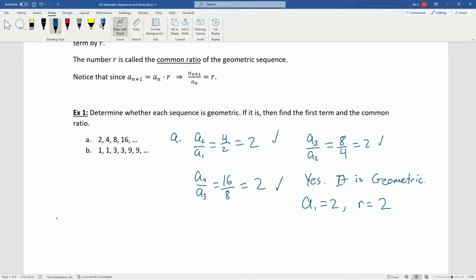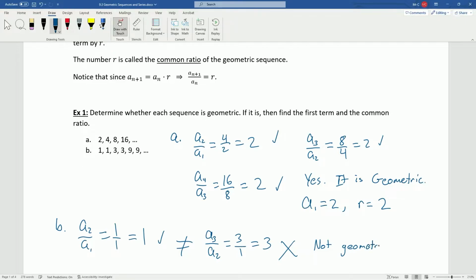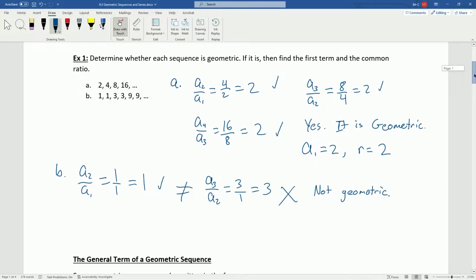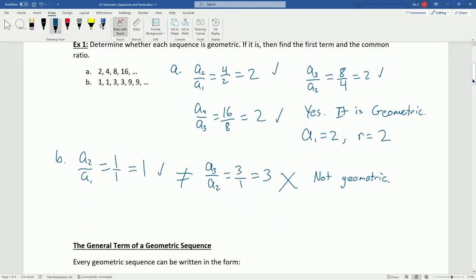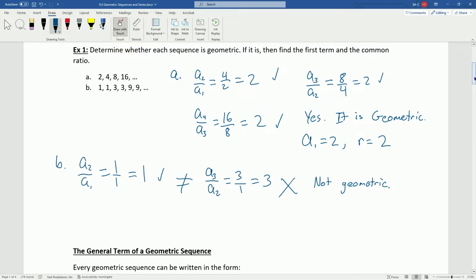All right, now let's go ahead and take a look at B here. If I take a2 divided by a1 for question B, that's 1 divided by 1, which is 1. Okay, so far so good. What about a3 divided by a2? That's 3 divided by 1. That's 3. These are not equal. Okay, so that did not match our previous ratio. So this is not geometric. So very similar to these types of problems with arithmetic, it's just we're looking for common ratios rather than common differences.